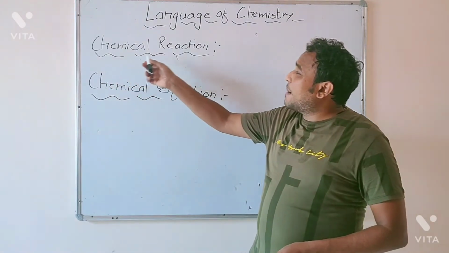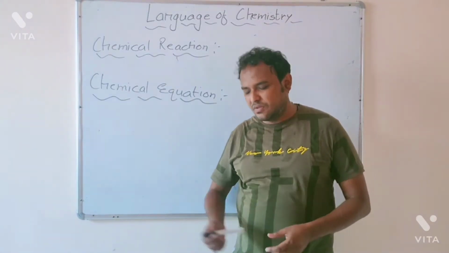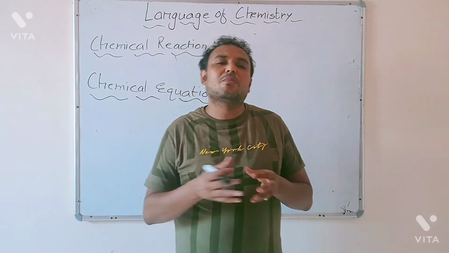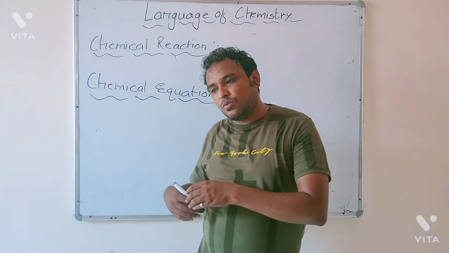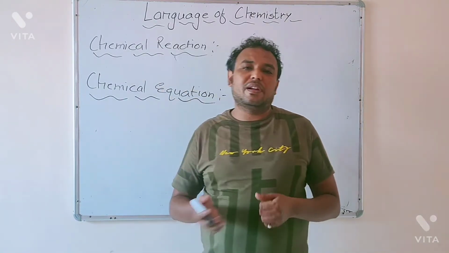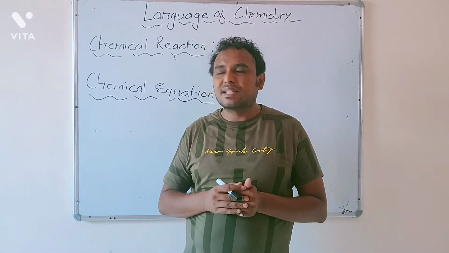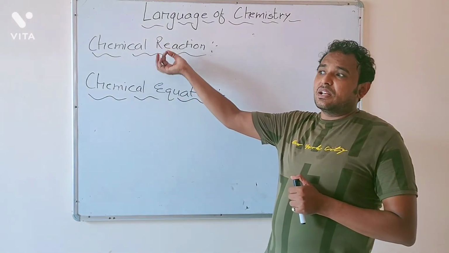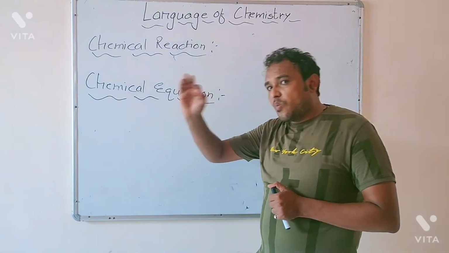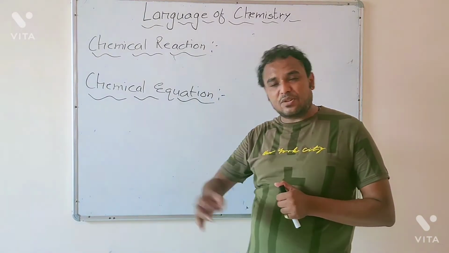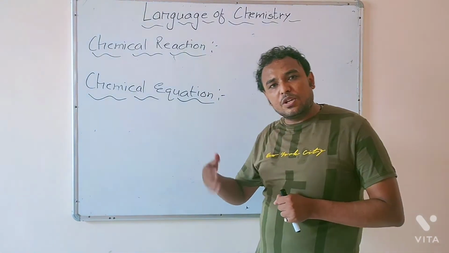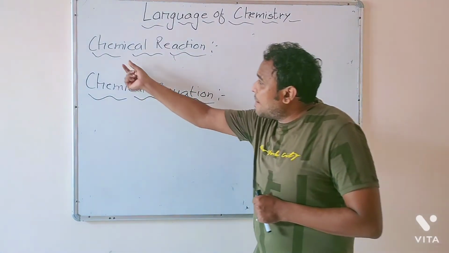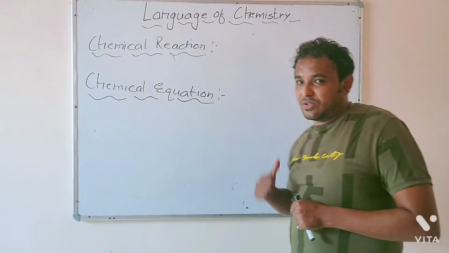Children, what is a chemical reaction? So in very simple language, when two or more different kinds of elements or compounds join together and form two or more different kinds of substances, it is known as a chemical reaction. So what is a chemical reaction? A chemical reaction is one in which one or more substances react together and form one or more new substances. Every chemical reaction is represented by a chemical equation.